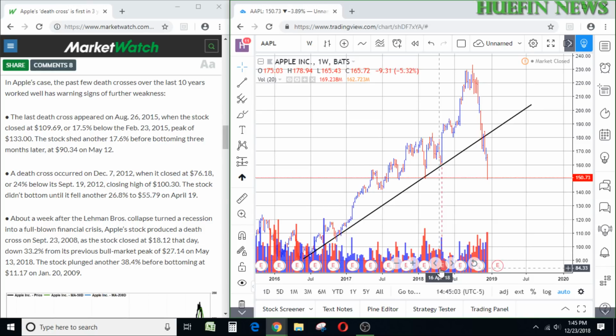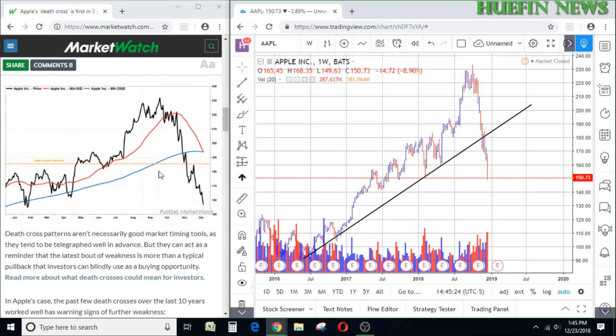We do not focus on indicators because the information on this Market Watch website tells you the stock is already in a downward move. You're already down 17, 20, 30% before that death cross actually occurs, and that is not a good thing for any investor to go through, already being in the negative just to get a confirmation that the market is still weak.